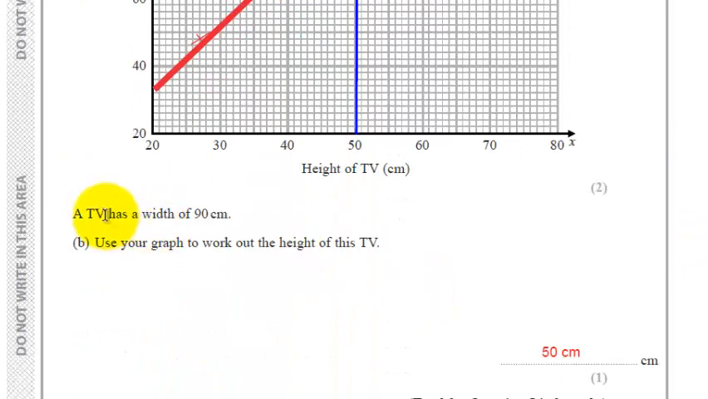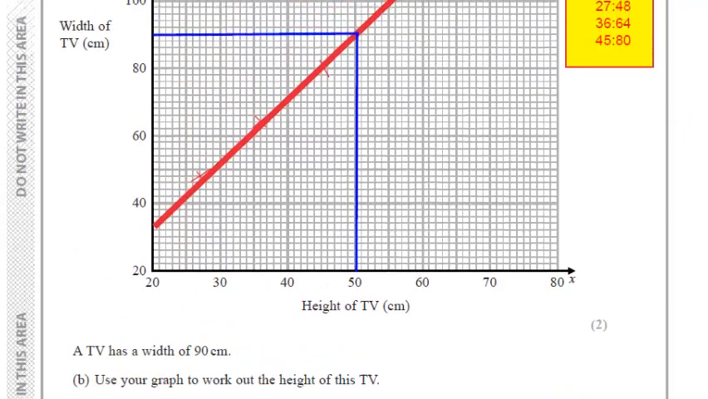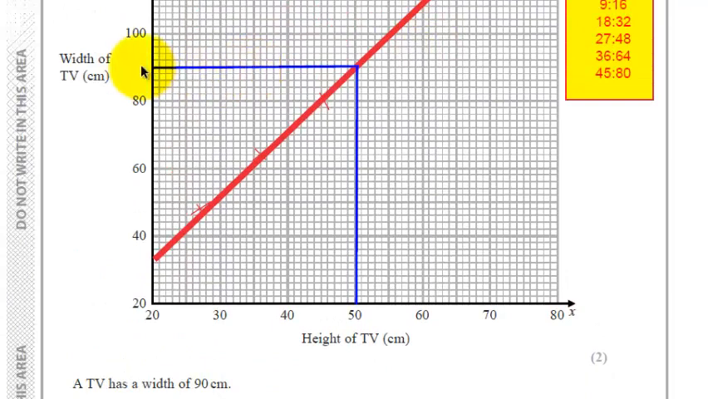A TV has a width of 90 centimeters. Use your graph to work out the height of this TV. So come back to the graph. A width of 90 centimeters. You can see here that 90 will be halfway between 80 and 100. Draw along to your line that you drew in part A. Come down, and you can see the height of the TV is 50 centimeters.